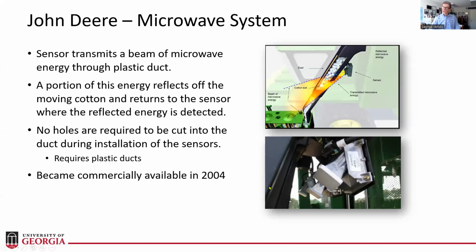They emit microwave energy, and the energy passes through the duct and the cotton that's flowing up into the basket. A portion of the energy is absorbed by the cotton and a portion is reflected back. What we're measuring is the amount of microwave energy that's reflected back. That is calibrated based on the mass of the cotton that's weighed later to give you a calibration equation between mass and microwave reflection. And that's how we record data for these microwave sensors in John Deere work.